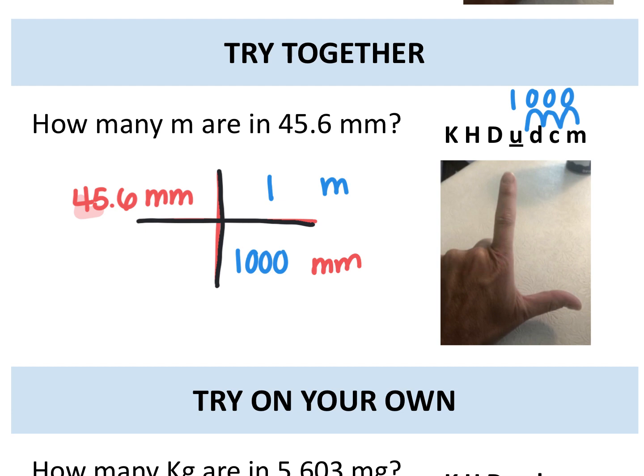Now to always check yourself, you want to make sure your millimeters cross cancel. Because they do, to solve, I would take 45.6 divided by 1,000. This will give me my final answer of 0.0456 meters. And that is my final answer.